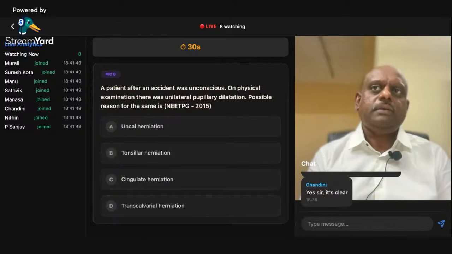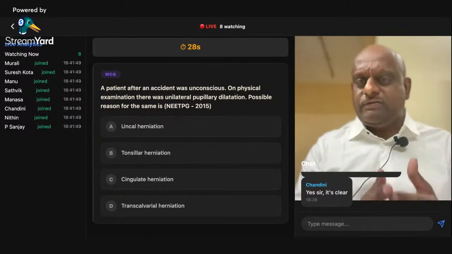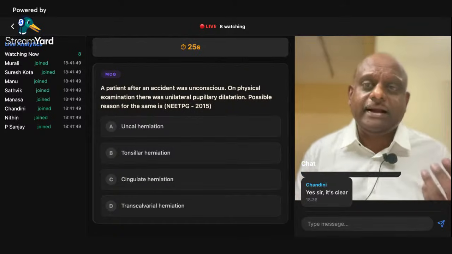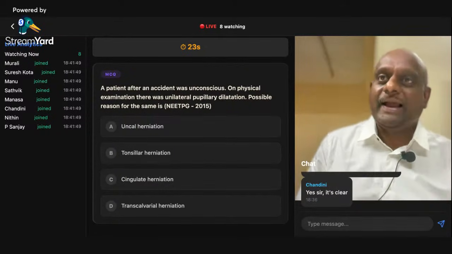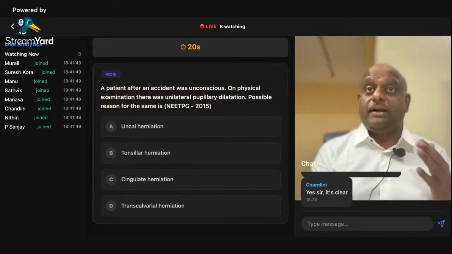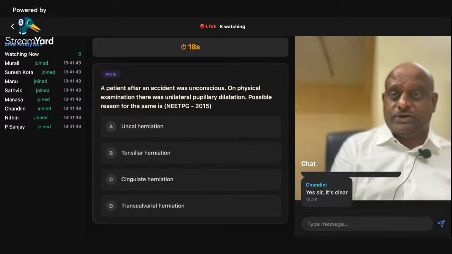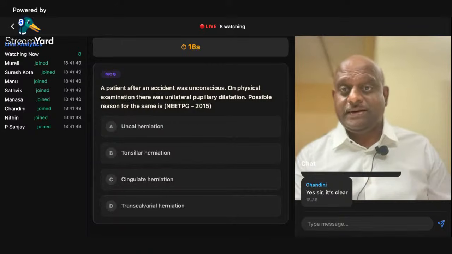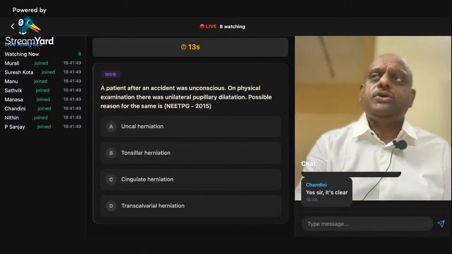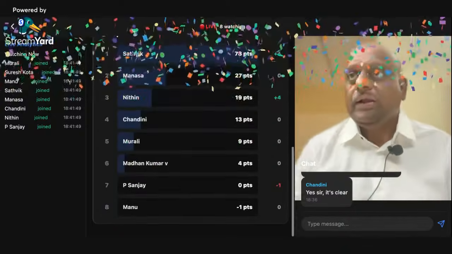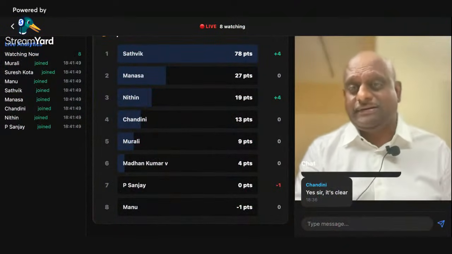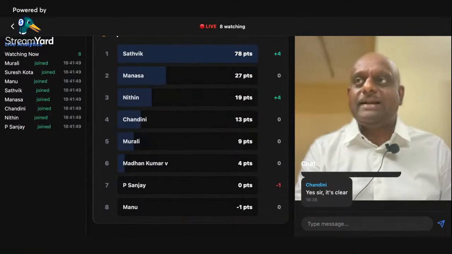Now, a patient after an accident was unconscious. There is a unilateral pupillary dilatation. And what is the reason for this unilateral pupillary dilatation? What is it localized to? It is a NEET PG favorite question. So, you should remember, whenever there is an uncal herniation, then that leads to it. Good.